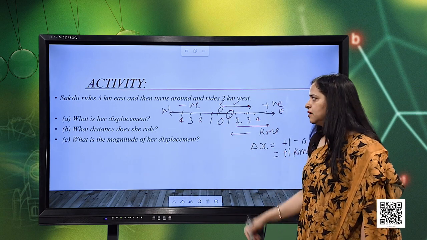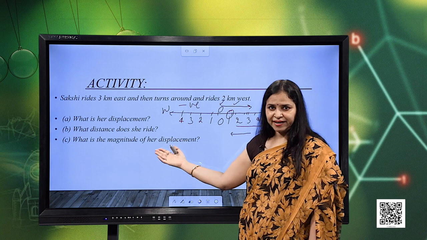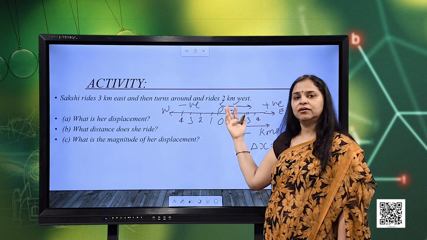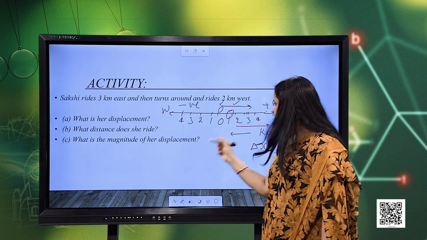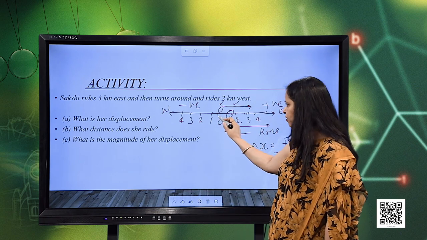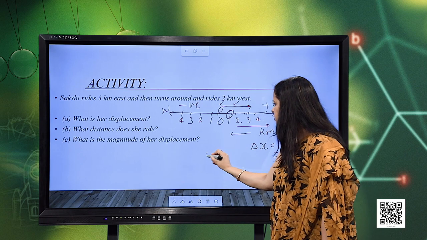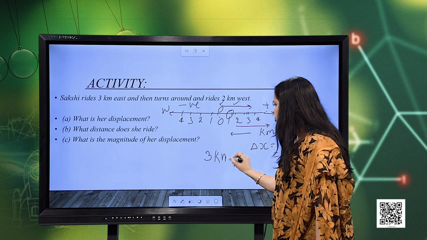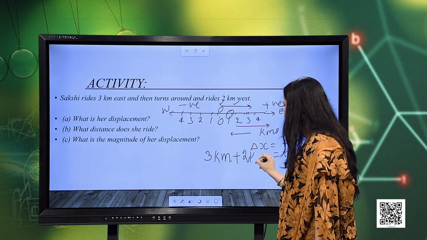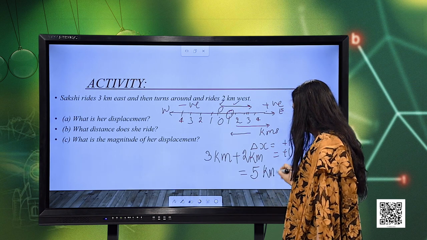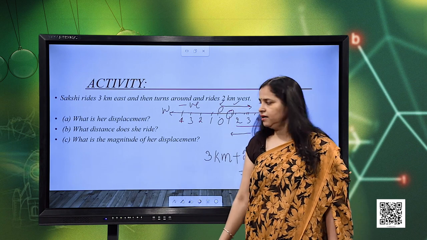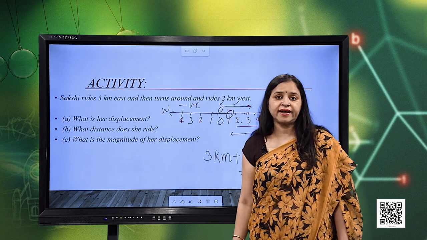Now what distance does she ride? For this we need to find out the total length of the path. So the total length, starting from 0, will be 3 kilometers plus 2 kilometers, which is equal to 5 kilometers, right? This is the total length of the path, or the distance she rides.